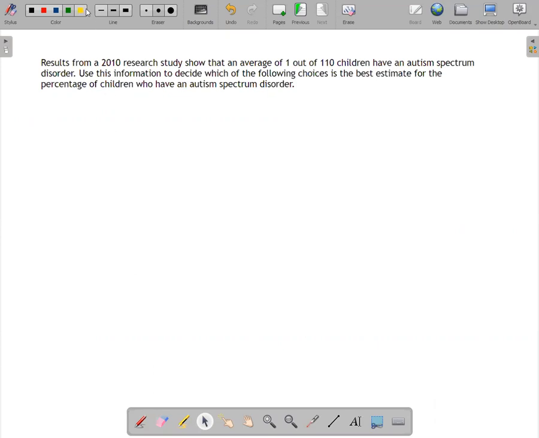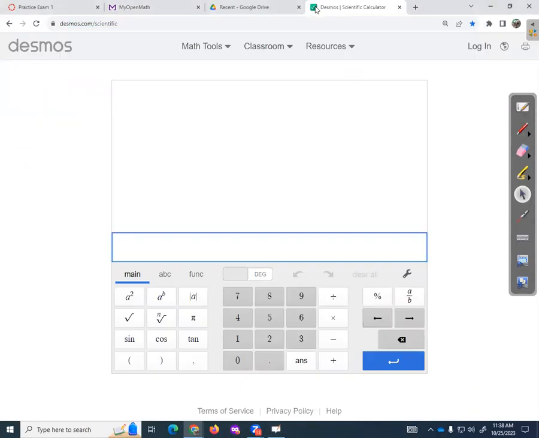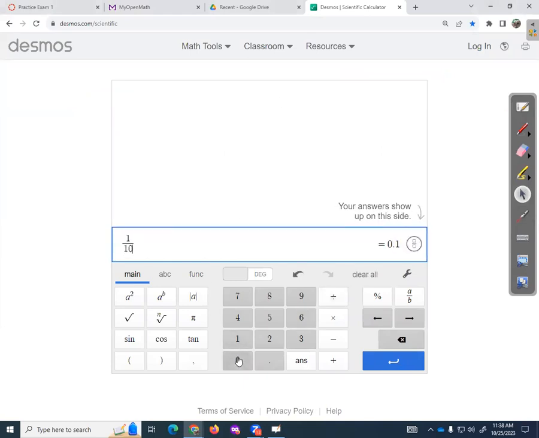Right? So I just want to, on a calculator, figure out what is 1 out of 110. So let's go get a calculator and do that. I'm going to use my Desmos Scientific. And I just want to know what is 1 out of 110. And I get 0.01. Sorry, I mistyped that. 110. 0.0090909. Oh, that's fascinating.